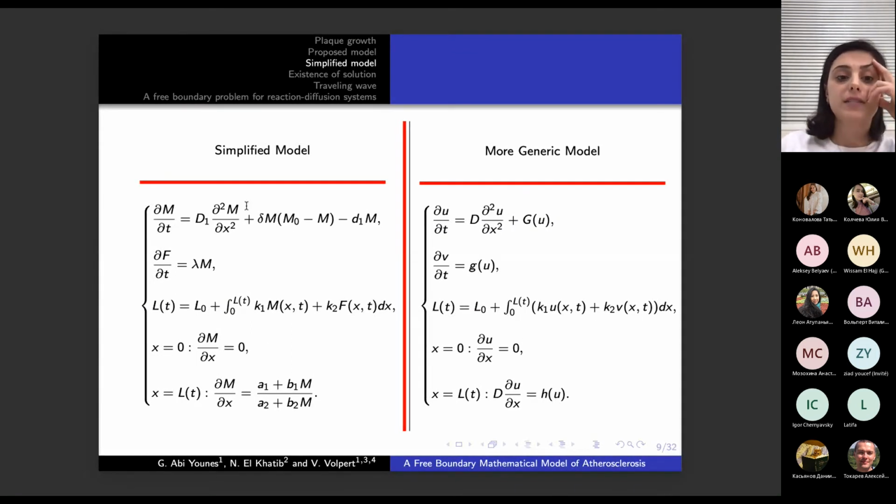So again, here we have this simplified model, but what I'm going to do is to take a more generic model. So, for instance, we have here M and F. I am going to take instead of them U and V. The reaction part, instead of taking several terms, I am going to express all this through a function G of U. So here also the production of foam cells is also expressed as a small g_F of U, and so on. And the boundary condition, instead of this function, I'm going to take a more general one, which is H of U.